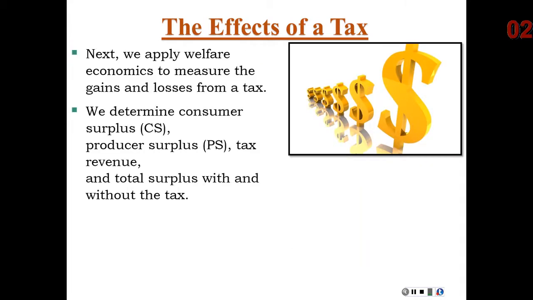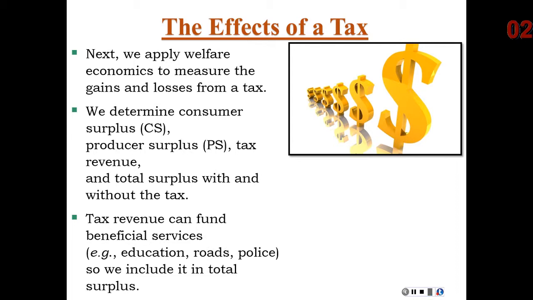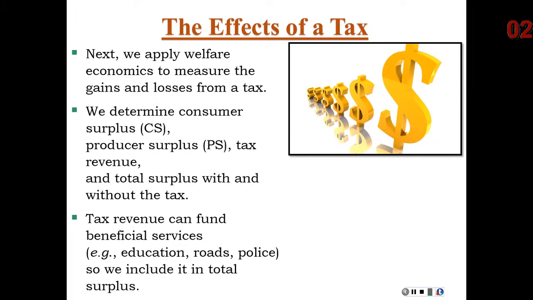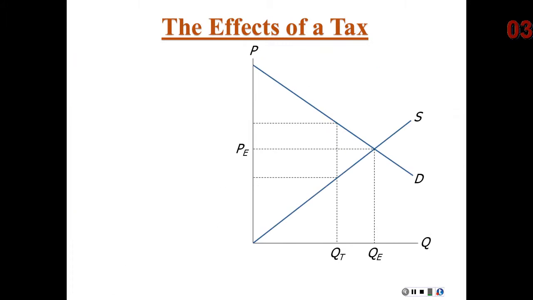Now, we're going to apply welfare economics to help us understand what happens to consumer and producer surplus, as well as tax revenue and such, in this market. Now, you might ask, how will we count tax revenue? Will that count as benefit to the market? And we will say that it will, because tax revenue can fund beneficial services like education, roads, police, and so on. So if there is a tax, you would expect there to be some tax revenue, and then we will count tax revenue towards total surplus in the market. Okay, and so that's important to know in this analysis. So let's move forward.